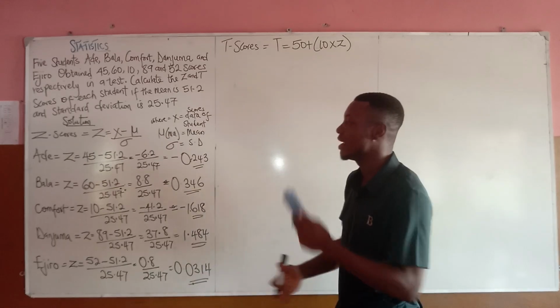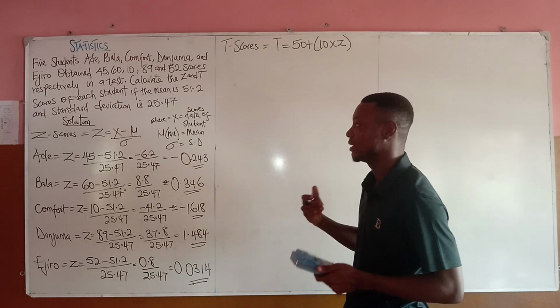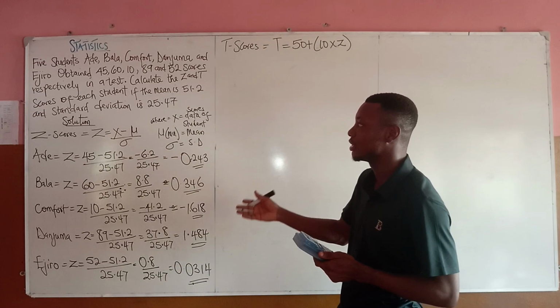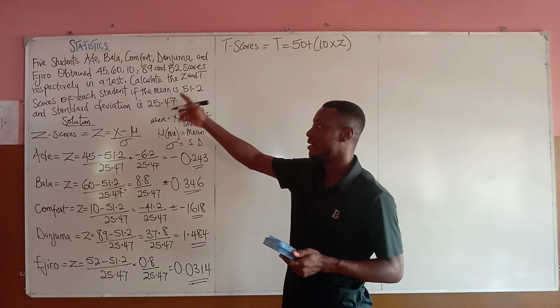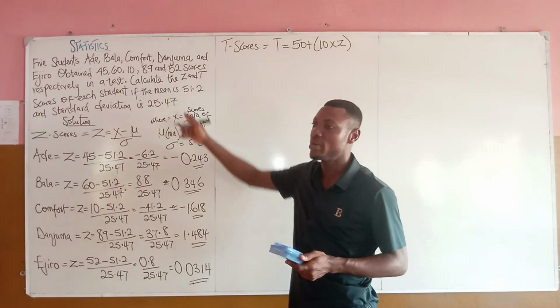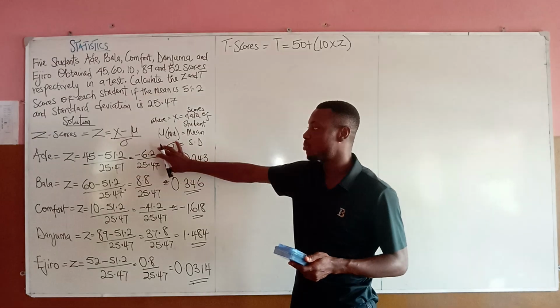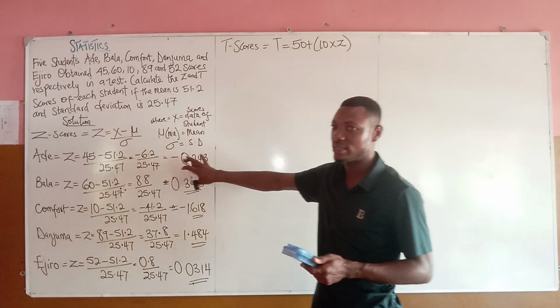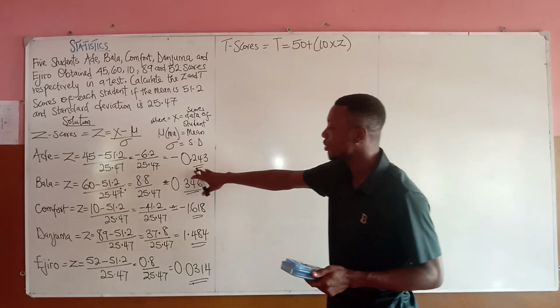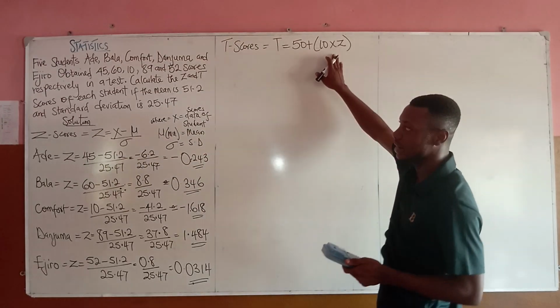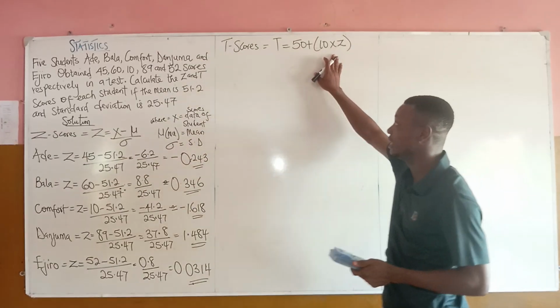You see that we are taking this step by step. Before you calculate your Z score, you must have your mean and then your standard deviation. From your mean and standard deviation, you just put them in the formula to make it easy for you to calculate. Once you get your Z score, you use it in the calculation of your T score.